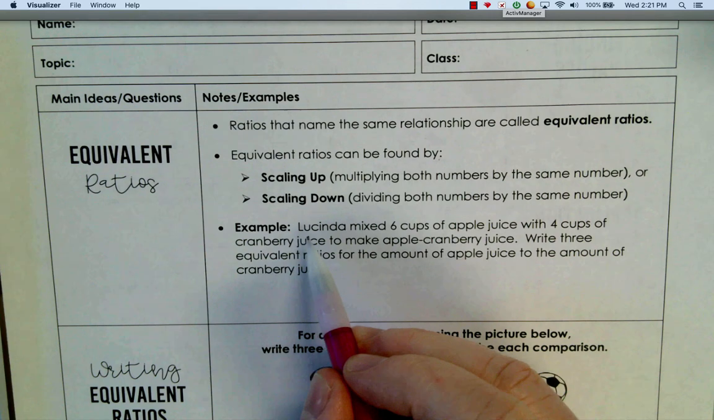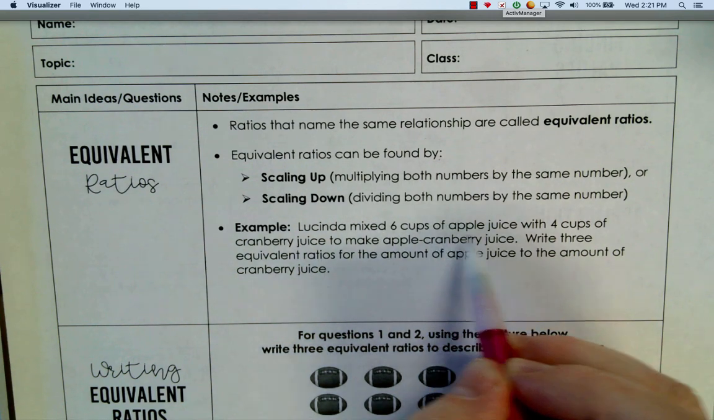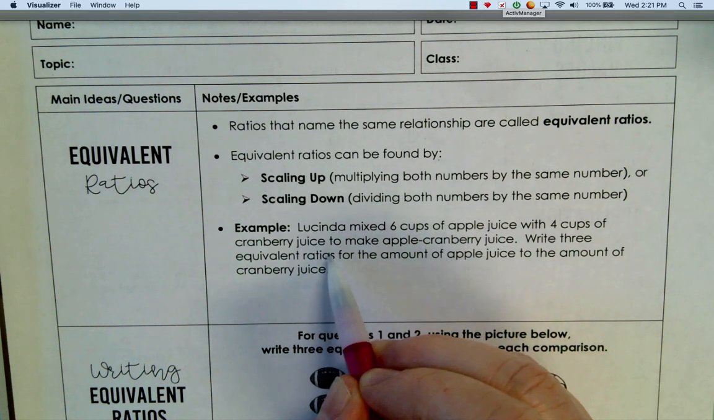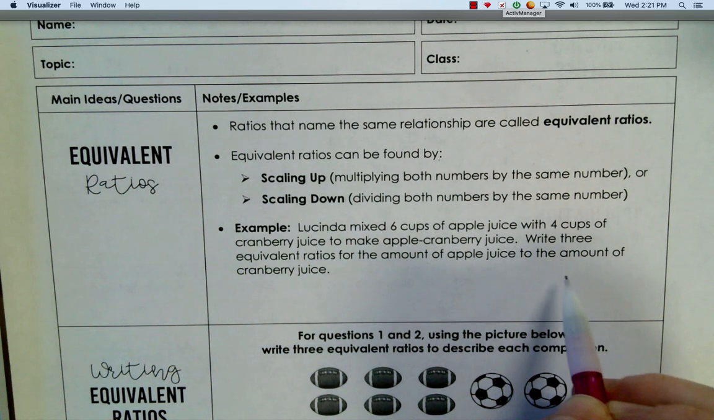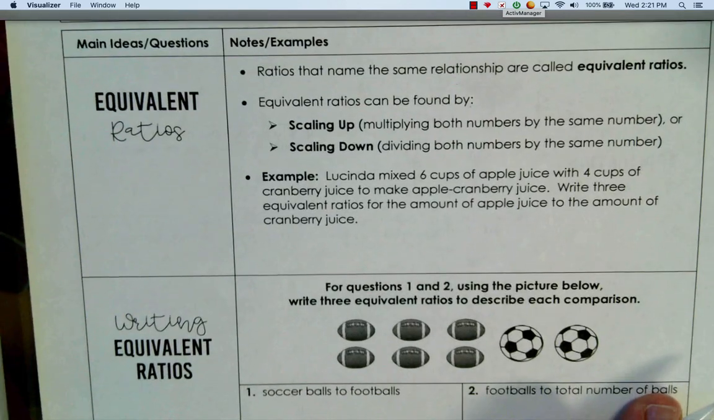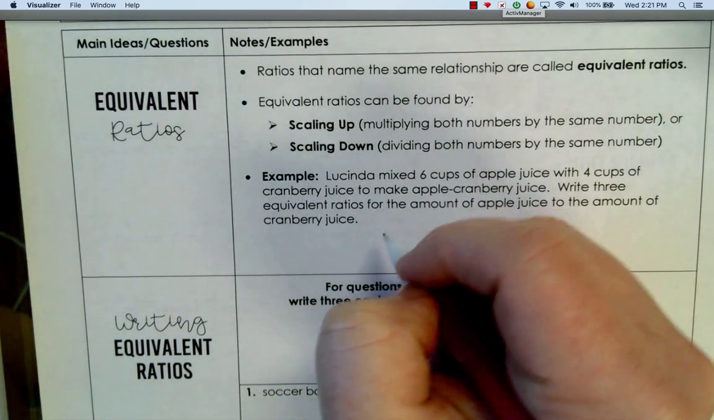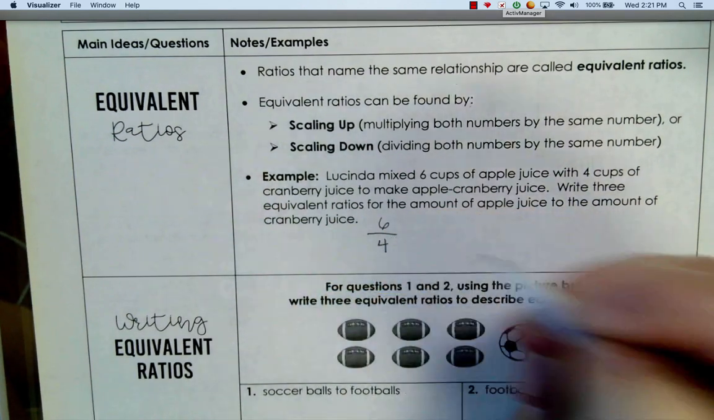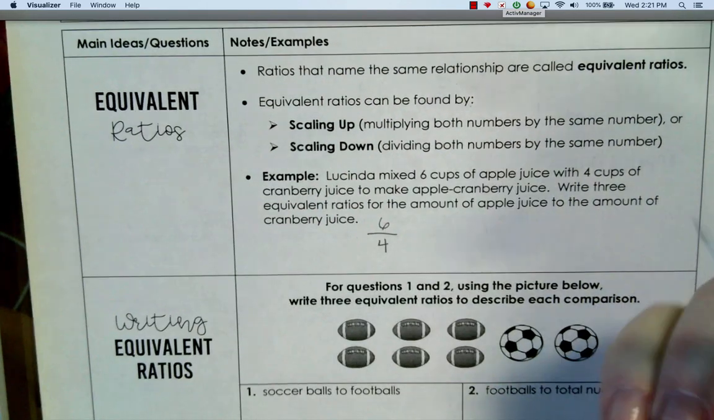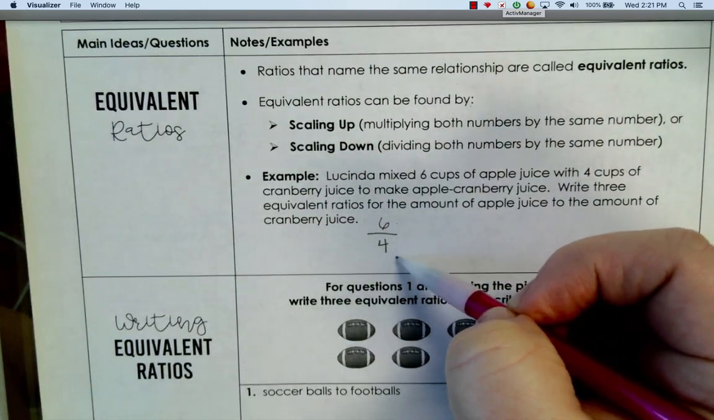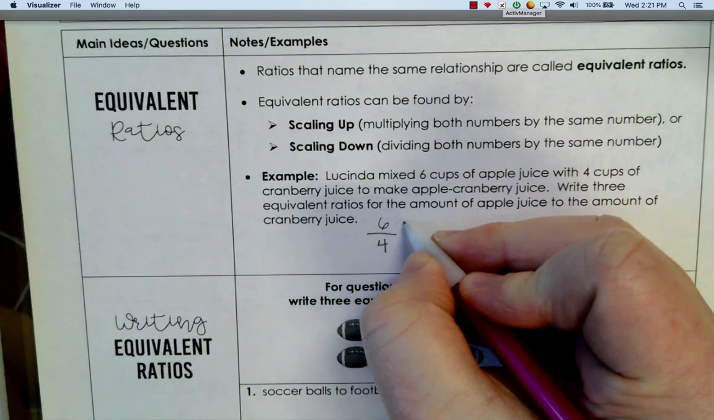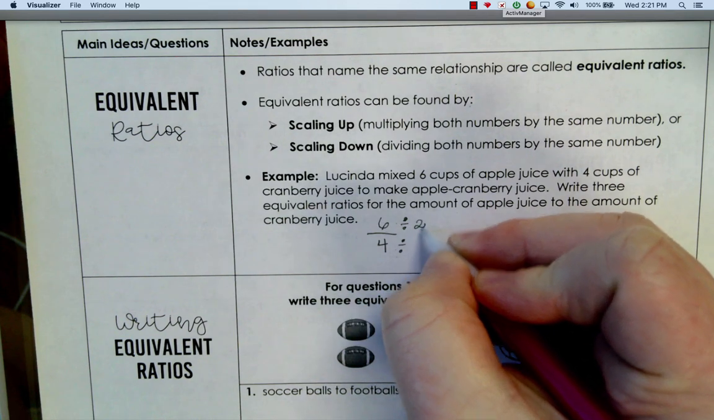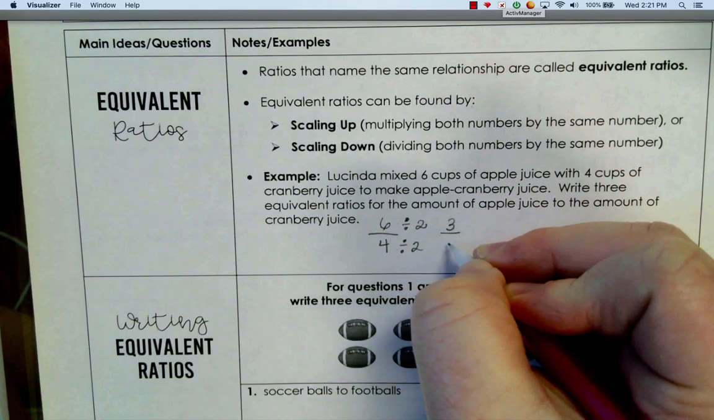For example, Lucinda mixed 6 cups of apple juice with 4 cups of cranberry juice to make apple cranberry juice. Write 3 equivalent ratios for the amount of apple juice to the amount of cranberry juice. Okay, so we're going to start with the ratio as it is, 6 to 4. Now you can scale down, meaning we simplify by finding the greatest common factor. The greatest common factor of 6 and 4 is 2. 6 divided by 2 is 3. 4 divided by 2 is 2.